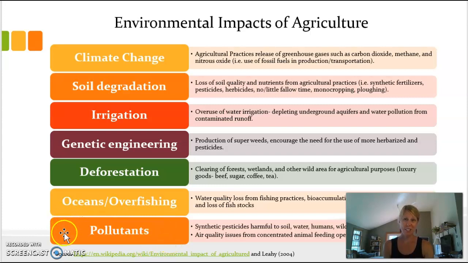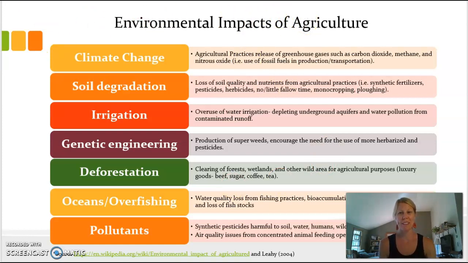So then lastly, on this list is pollutants, and we know that synthetic pesticides are harmful to the soil, to water, to humans, to wildlife. And then there's also air quality issues from concentrated animal feed operations. So again, this list is not intended to be exhaustive, but it does offer you some of the leading causes of some of the leading environmental impacts from our current agricultural system.